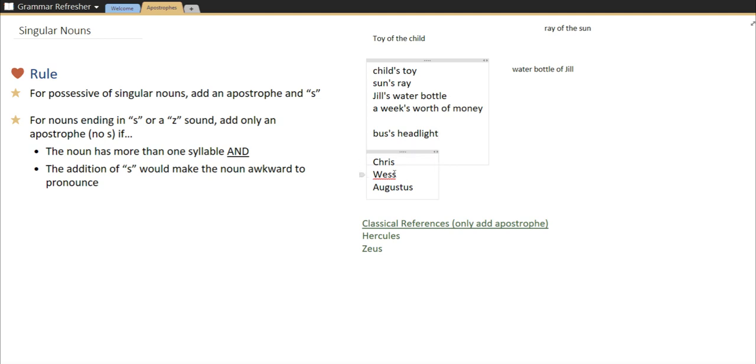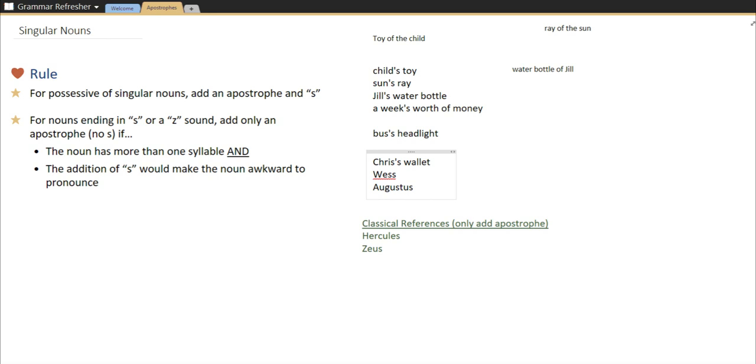All right, let's look at a name. Names get a little bit tricky. So I have a noun, a name that ends in S, Chris. One syllable. So if I look back at my rule, do I add an apostrophe S or do I add an apostrophe only? First check, does the noun have more than one syllable? Well, it doesn't. So since it's one syllable and adding the extra S is not going to make it hard to say, then I add the apostrophe S. So something that could belong to Chris is Chris's wallet. And it's not difficult to pronounce Chris's.